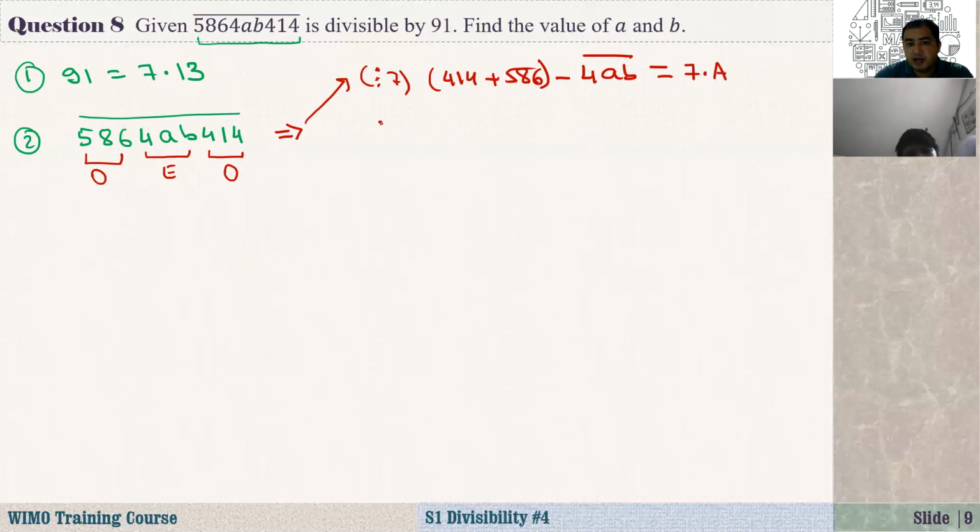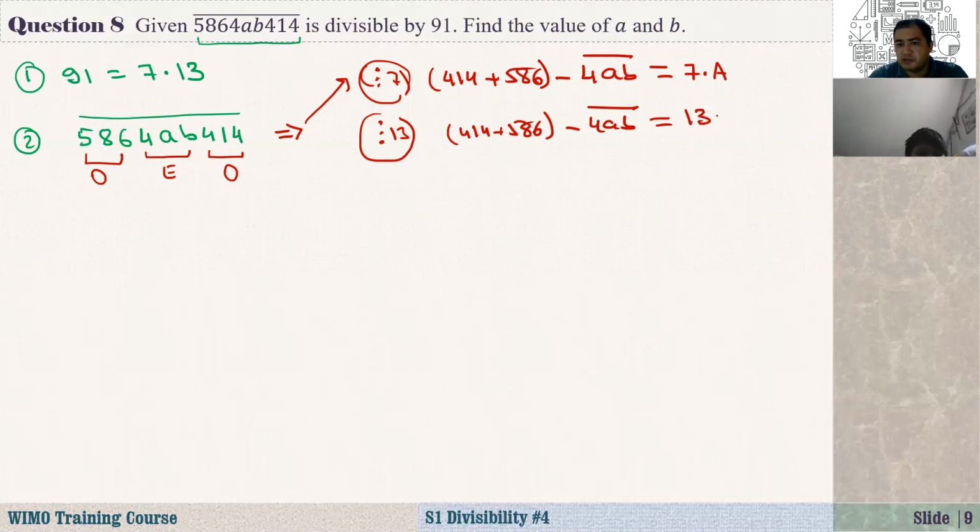In a similar way, how about divisibility by 13? Again, the same thing: 414 plus 586 minus 4AB. This difference should be divisible by 13. So if you divide by 13, let's say our quotient is B. Now from here, what is 414 plus 586? That's equal to 1000, right?